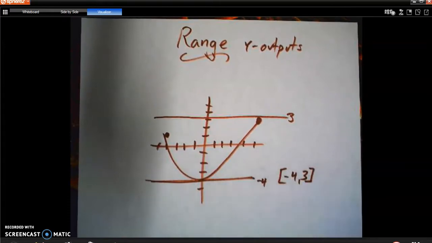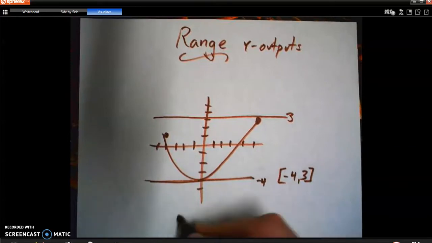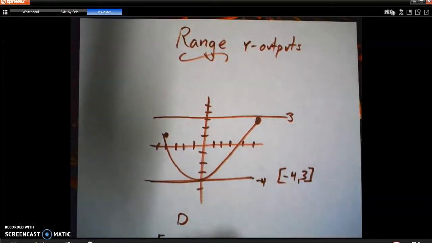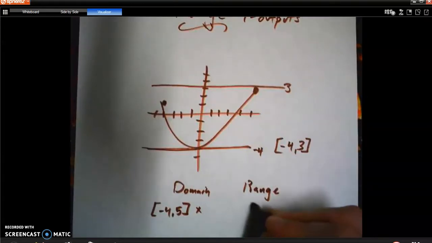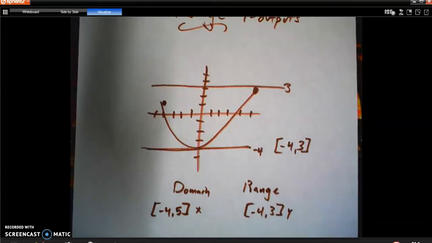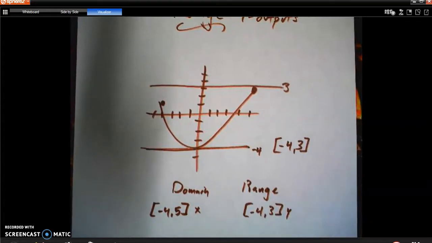Okay? So the domain goes from -4 to 5, which is your x-axis, and the range goes from -4 to 3 on the y-axis. So that's kind of what we're talking about with domain and range.